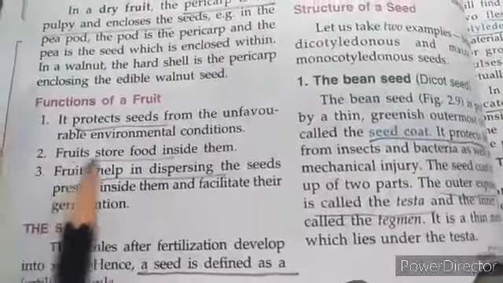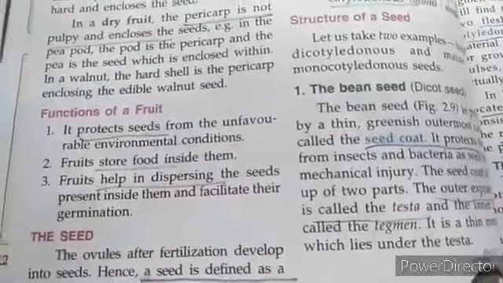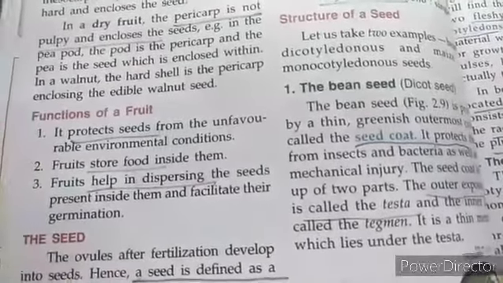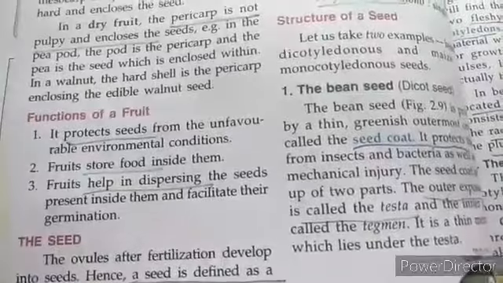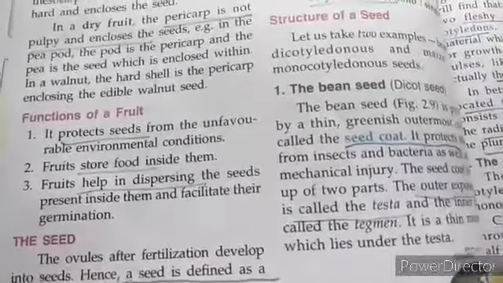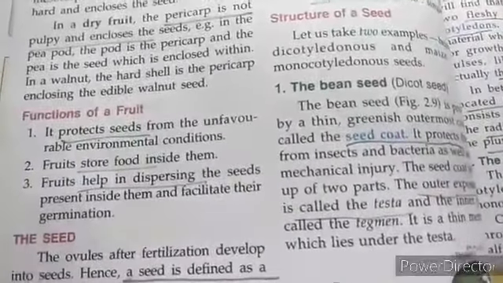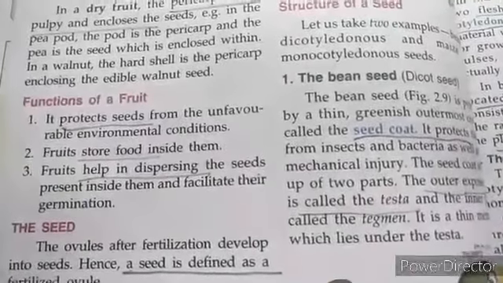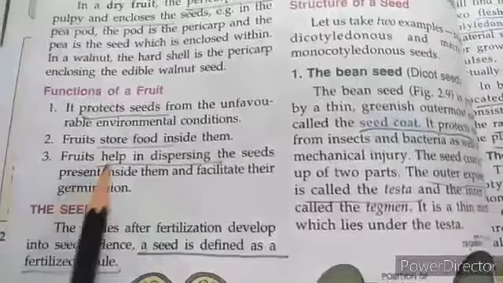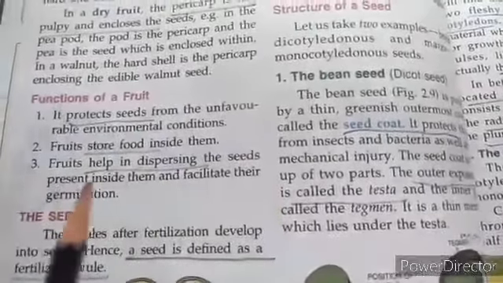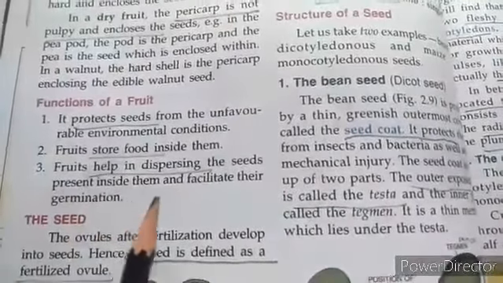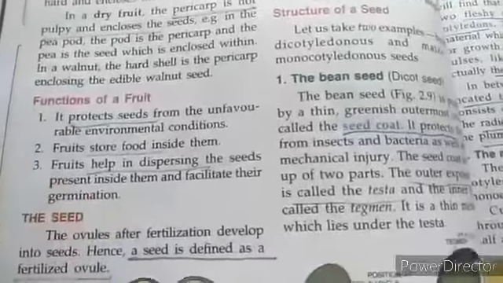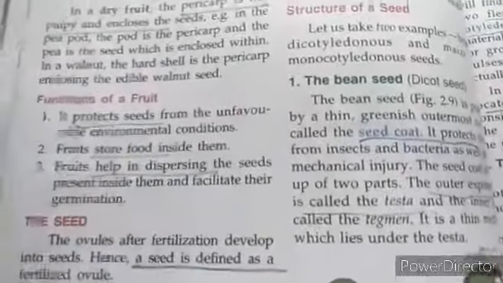environment. Fruits store food inside them. We know that fruits definitely store food inside them, and it is this stored food that makes them fleshy and edible, and we like to eat them because of the food inside the fruit. Then fruit helps in dispersal of the seed present inside them and facilitates their germination. Dispersal means spreading of the seed.